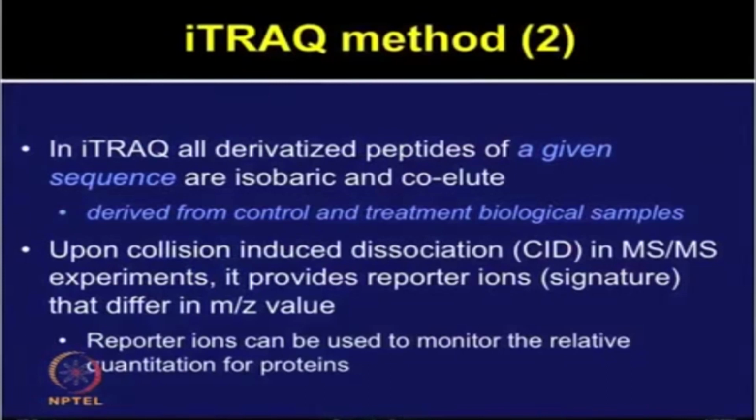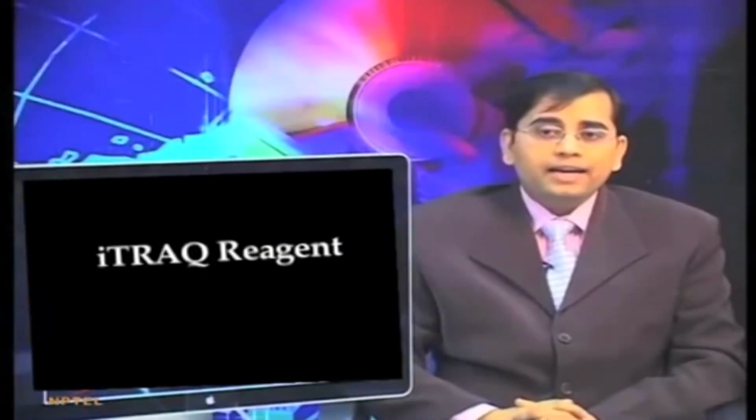In the iTRAQ method, the derivatized peptides of a given sequence are isobaric and co-eluted, because they are derived from the control and treatment biological samples. In the mass spec, upon collision induced dissociation during the MS-MS experiments, it provides a reporter ion, a signature ion which differs in mass to charge ratio. The reporter ions are used to track the quantitation and can be used to monitor the relative quantitation of proteins. Now, we will discuss the iTRAQ reagent.